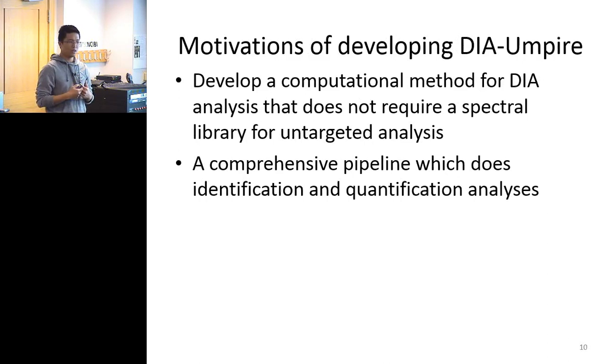Essentially, we want to use a database search like the one for data dependent acquisition. So once you have a spectrum, you just look at the whole protein and the whole peptide population: what's the peptide that can explain your spectra? So that's the idea behind DIA-Umpire.